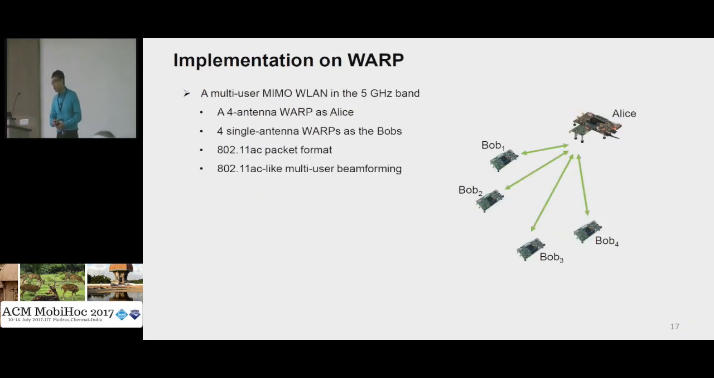And finally, we use the WARP software-defined radio to build a testbed, implement the CSIsnoop framework, and evaluate how it performs in various indoor environments. The testbed has four WARP nodes as the access point Alice, and four WARP nodes as four different Bobs, the clients within the network. The transmission between the access point and the clients, as well as the beamforming process, is based on the IEEE 802.11a system. We also implement the encrypted channel sounding scheme in our testbed.